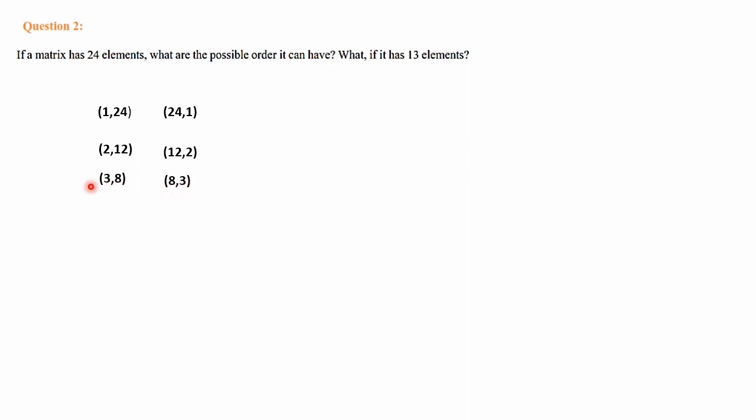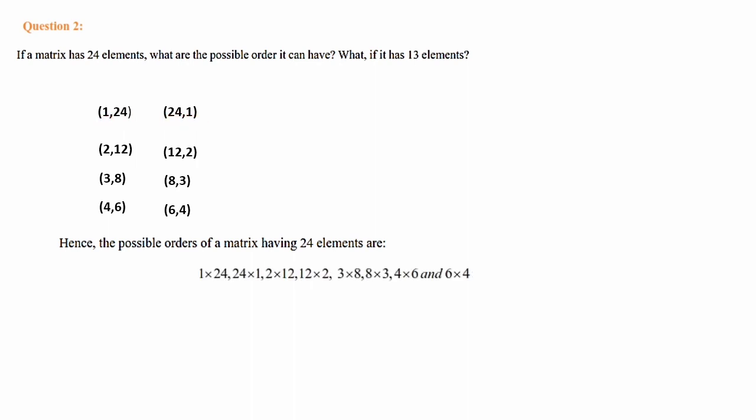And we can reverse it. Why we are reversing: here this is the number of rows and this is the number of columns. We can reverse it, it's not a problem. Then next, when we consider 4 into 6 is 24. So 4 comma 6 and another pair is 6 comma 4. So these are the possible pairs. When we multiply these two numbers we get the product 24. So our question is, what are the possible orders it can have? So the possible orders are 1 by 24, then 24 by 1, 2 by 12, 12 by 2, 3 by 8, 8 by 3, 4 by 6 and 6 by 4.